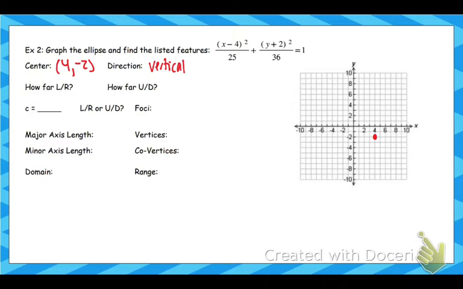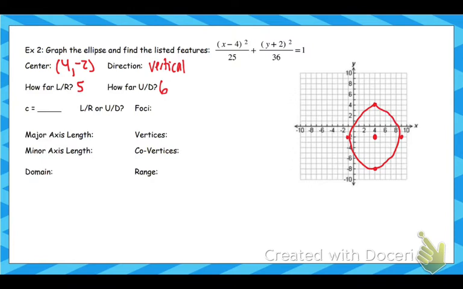All right, how far left and right? Look underneath the x and square root it. So I'm going to move left and right 5. Okay, how far up and down? Look under the y and square root it. So I'm going to move up 6. And that is my ellipse. Since these numbers are pretty close to each other, it almost looks like a circle, but it is a little bit taller than it is wide.